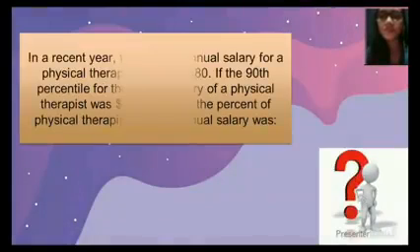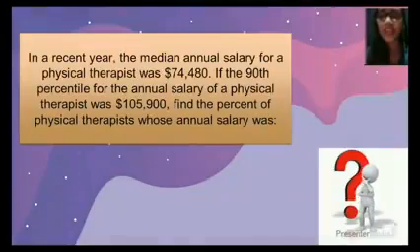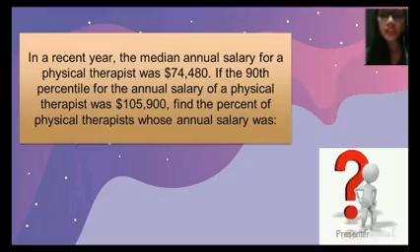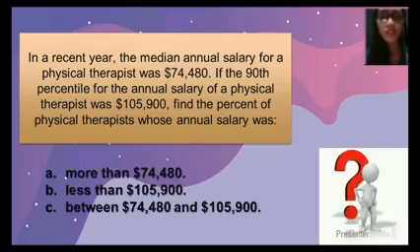So here is our first problem. In a recent year, the median annual salary for a physical therapist was $74,480. If the 90th percentile for the annual salary of a physical therapist was $105,900, find the percent of physical therapists whose annual salary was A, more than $74,480, B, less than $105,900, and C, between $74,480 and $105,900.